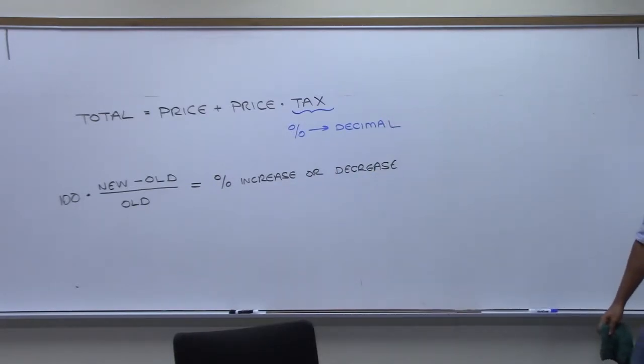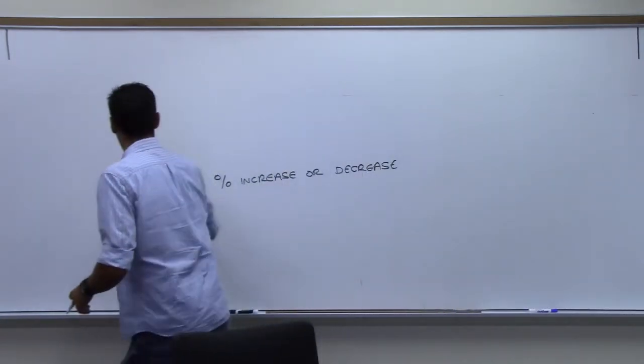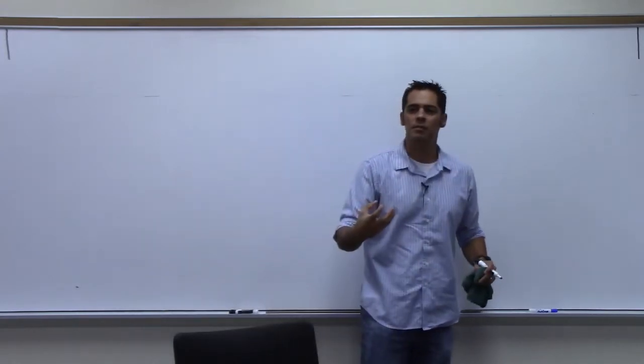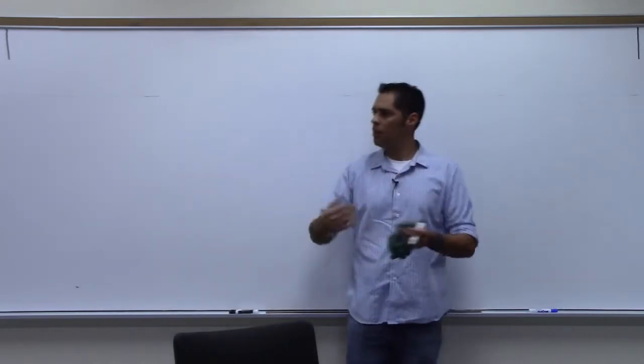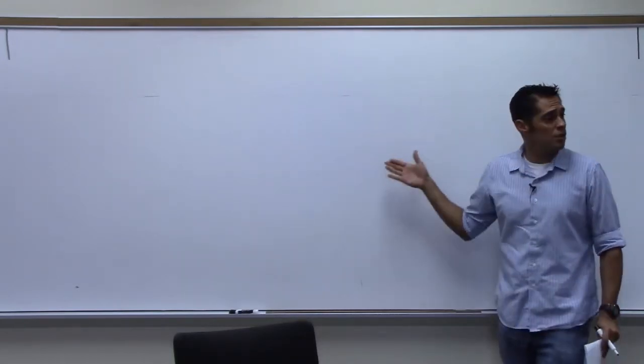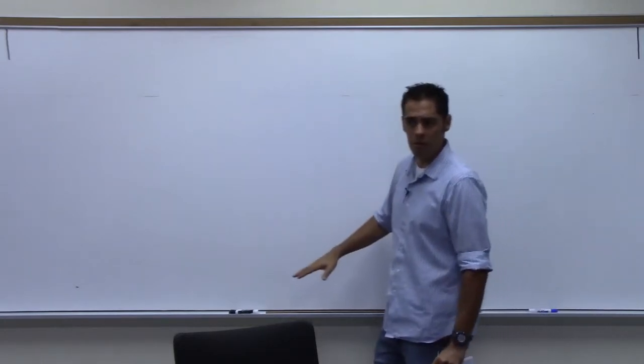All right, so that's it. Let's look at one of these problems. And when they say new and old, they mean the price. The new price minus the old price over the old price. You could say new minus original over original if you wanted to. New price minus original price over original price.